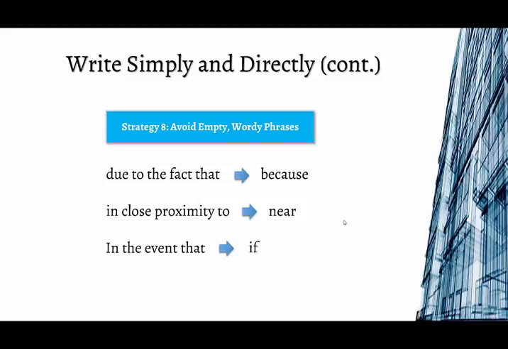Okay, so that's it for these strategies. Remember, if you can't remember anything else, remember use one-word verbs and try to avoid those sentences with too many prepositions.